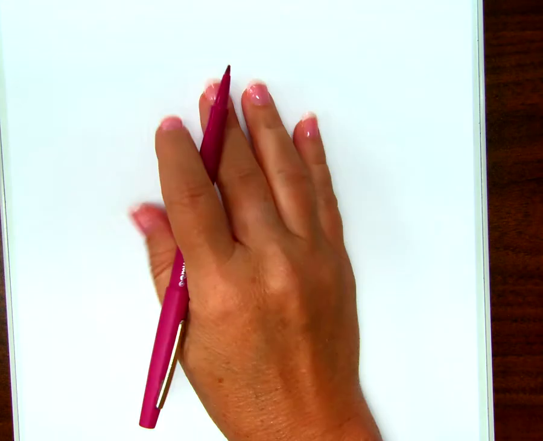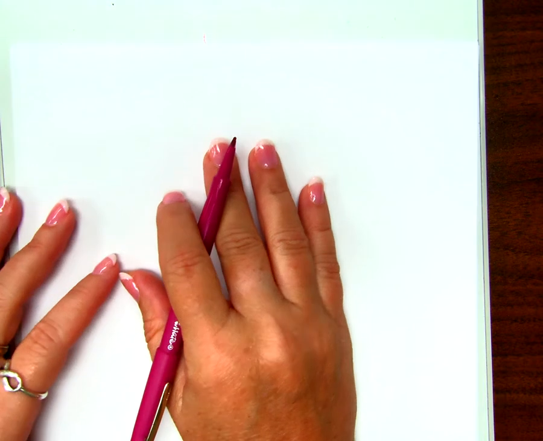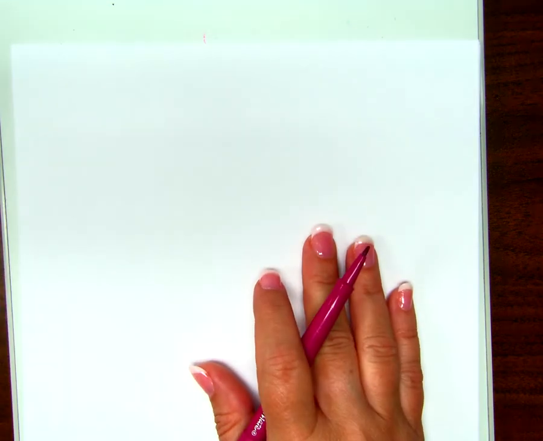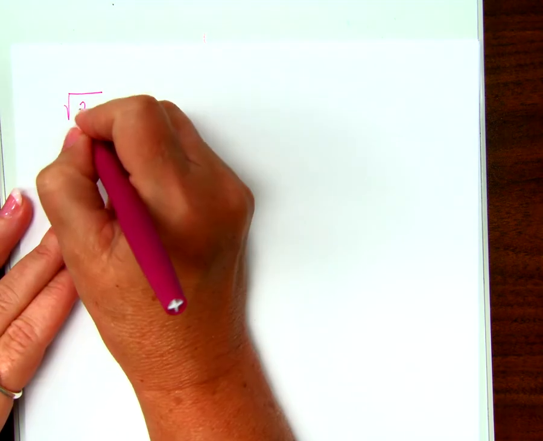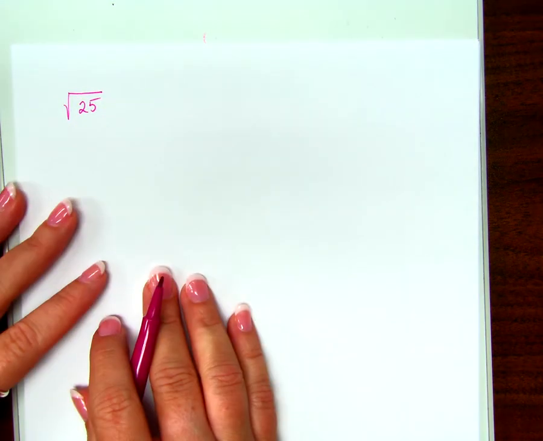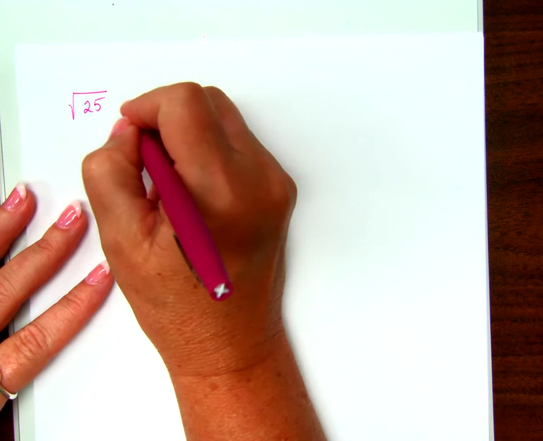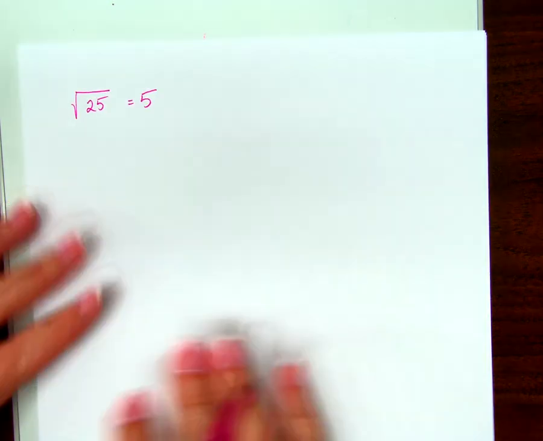Couple things that I need you to know how to do as far as with radicals. One of those is how to simplify radicals. So it could be something as simple as this. Do you know the square root of 25? It's 5, right? We'll argue about that later, but for now we'll leave it at 5.